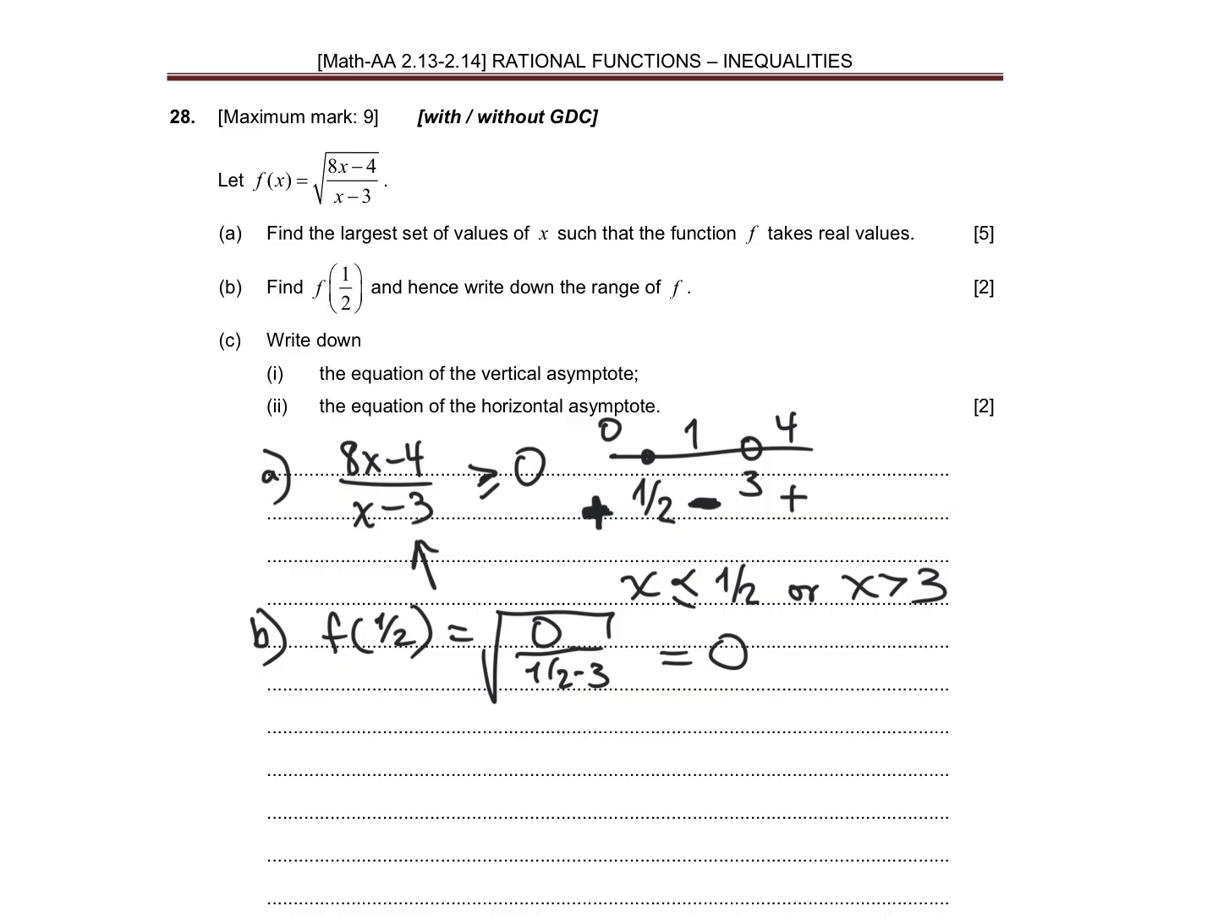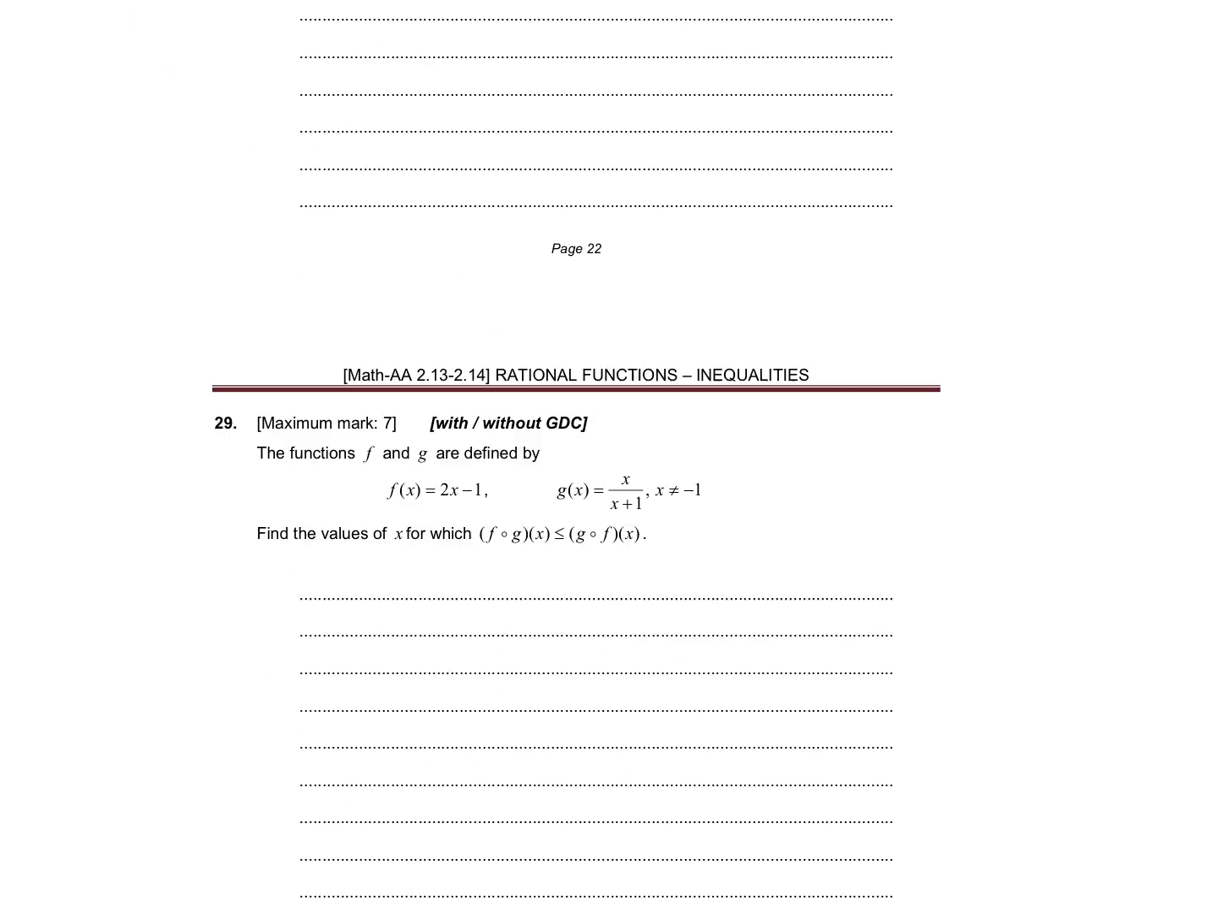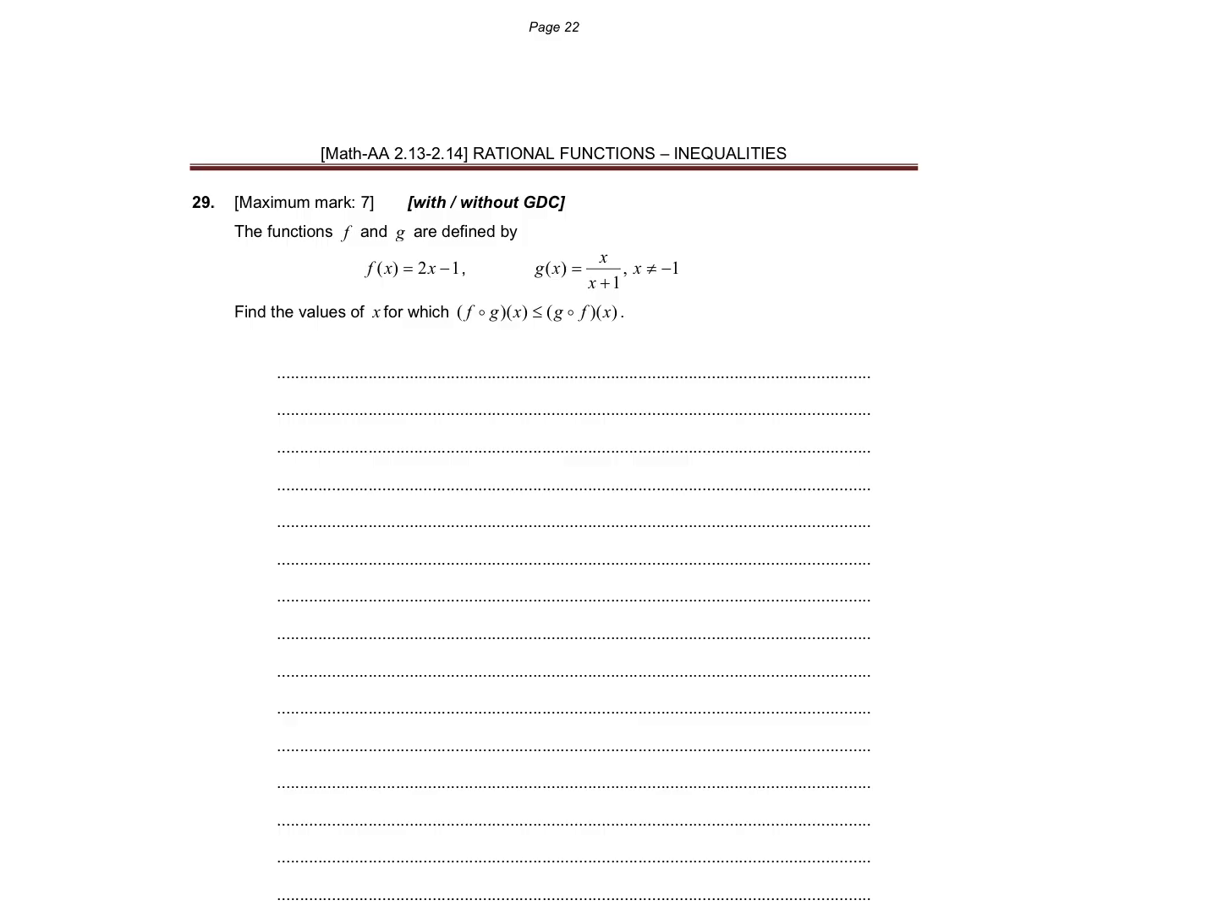Because I'm not sure what it means, hence write down the range, but because this is a square root function, what comes out is always greater than or equal to 0. So that's our range. And for (c)(i), the vertical asymptote is when the denominator is 0, so x equals 3, and (ii) should be the square root of 8 because it's the coefficients.